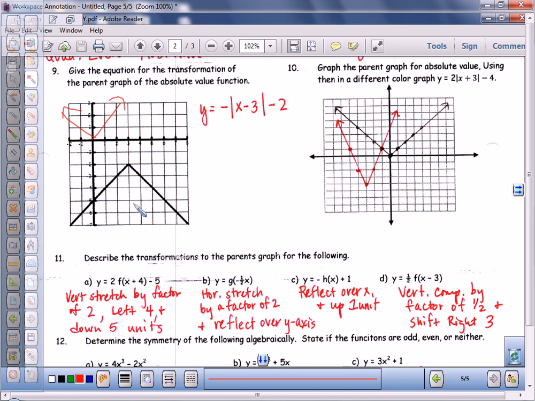It was shifted right 3. That's where the -3 came from. Remember, we have to do the opposite with our x. And down 2. That's where the minus 2 came from. So reflect over the x, right 3, down 2.